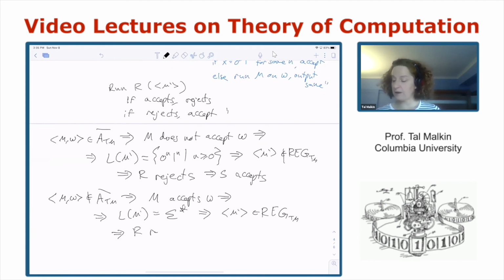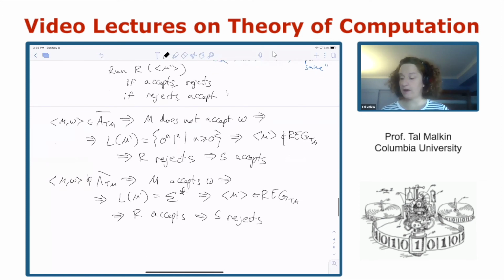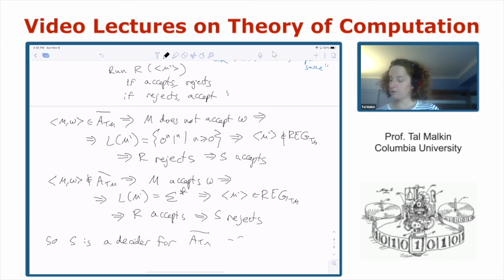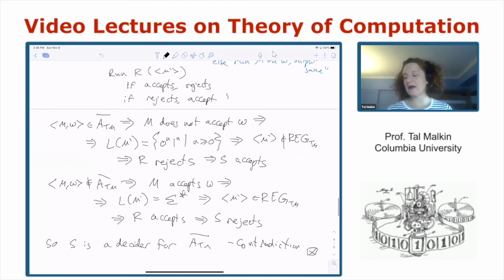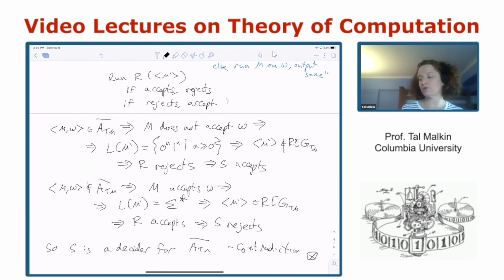which means R accepts because R is a decider for RecTM, which means S rejects. And I proved that S is a decider for ATM complement, which is a contradiction. Okay, and therefore RecTM is not regular. So you have now another language that you know is not regular.